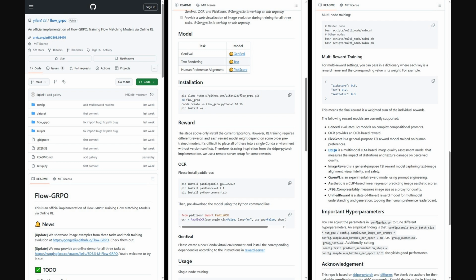And good news for developers, the official code is available. The repository contains the Flow-GRPO module, training scripts, configuration files, and importantly, setup instructions for the reward models. These models basically tell the AI how good its outputs are.